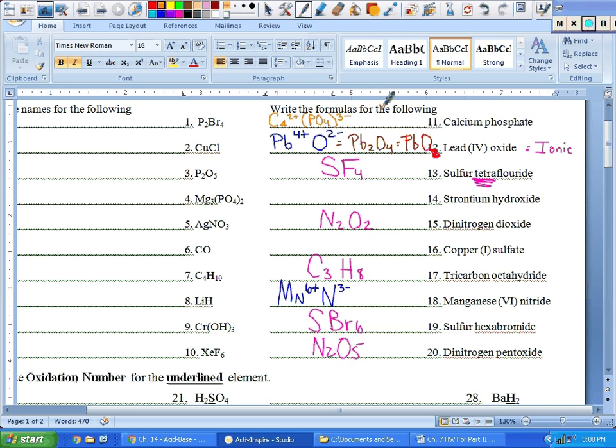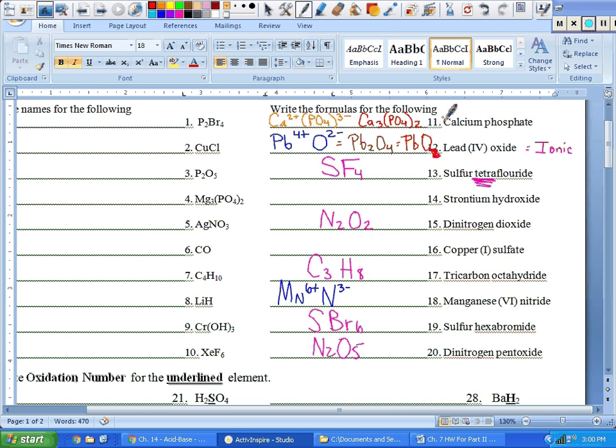So I've got Ca3(PO4)2. So like I said, once you know your polyatomics, this is much easier. Kelly? Gotcha.